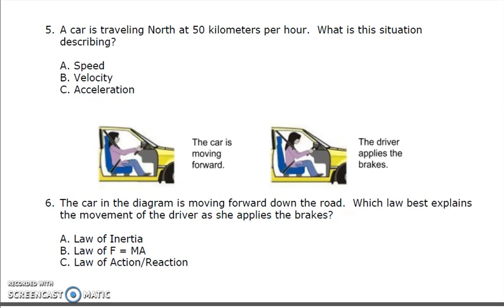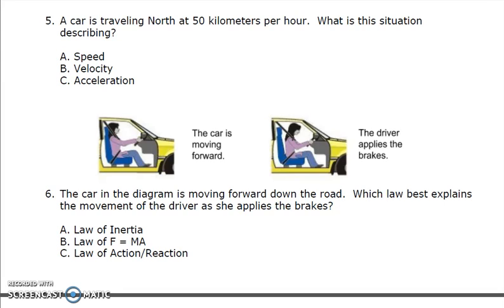Number 6. The car in the diagram is moving forward down the road. Which law best explains the movement of the driver as she applies the brakes? A. Law of inertia. B. Law of F equals ma. C. The law of action-reaction.